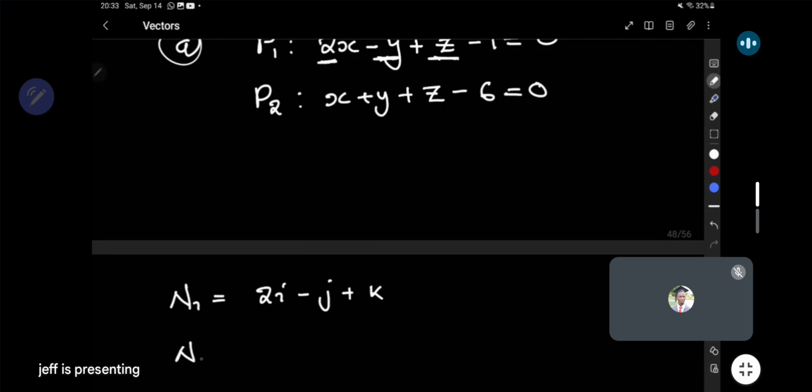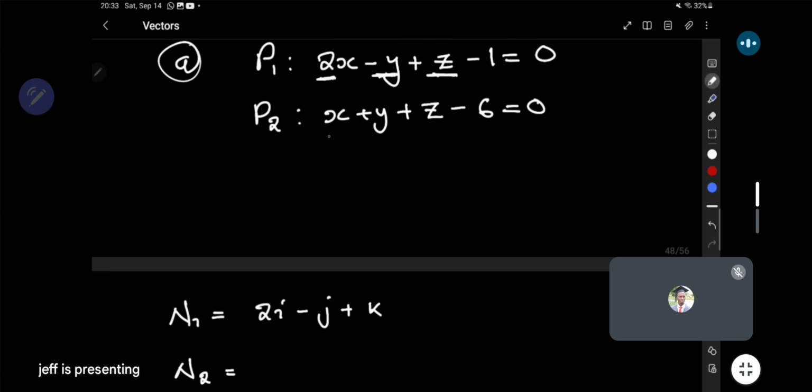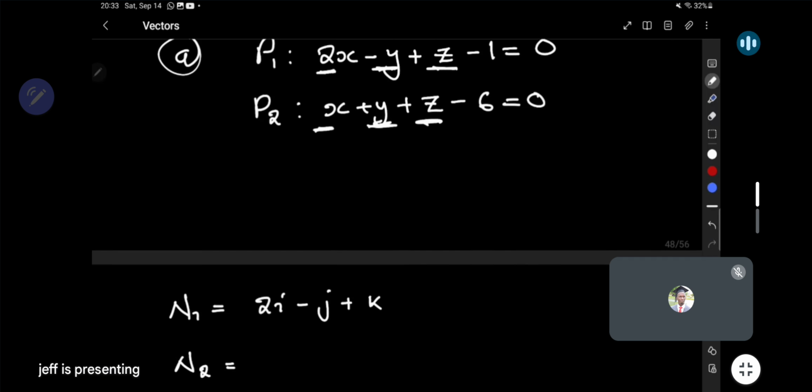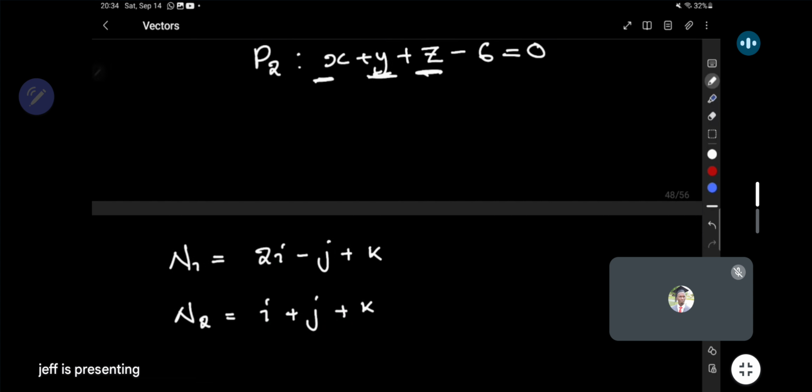When it comes to the normal from plane 2, again, it will come from the coefficients of the variables. So here we see that from x we have a 1, from y we have a 1 as well, and from z we also have a 1. So this will just be i + j + k. So these are the two normals for the two planes.